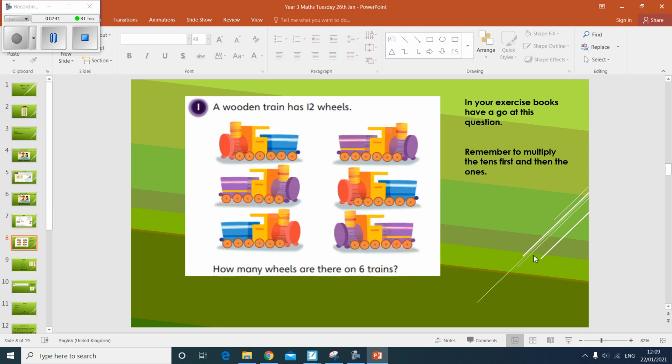Okay, so this is one for our exercise books. So have a go at this question. I'm just going to tell you to remember to multiply the tens first and then the ones. So a wooden train has 12 wheels, and we can see that there are 6 trains. So how many wheels are there altogether? How many wheels on 6 trains? Pause the video here and then we'll have a look at the answer.